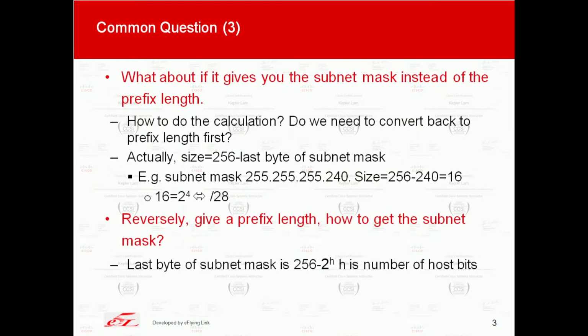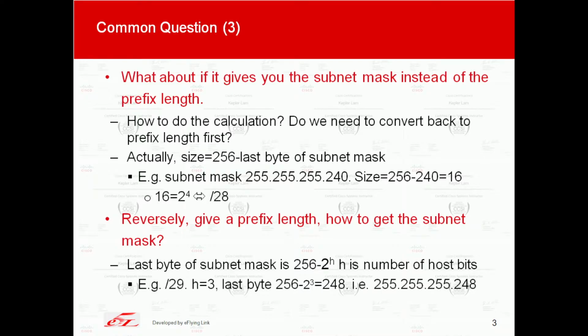So once again, find out the size first, which is 2 to the power h, right? h is the number of host bits. And then use 256 minus this size. Then you get the last byte of the subnet mask. For example, for the prefix length /29, you get 3 bits as the host bits. Then the size is 2 to the power 3, which is 8. Subtract 8 from 256, which becomes 248. So the complete subnet mask is three 255s and then dot 248.